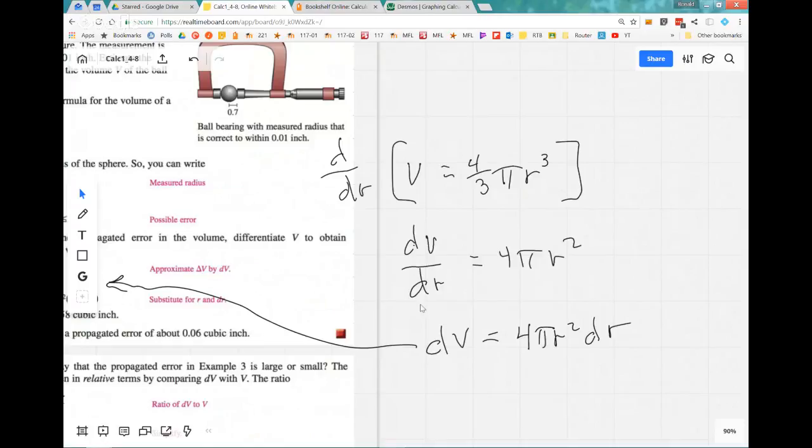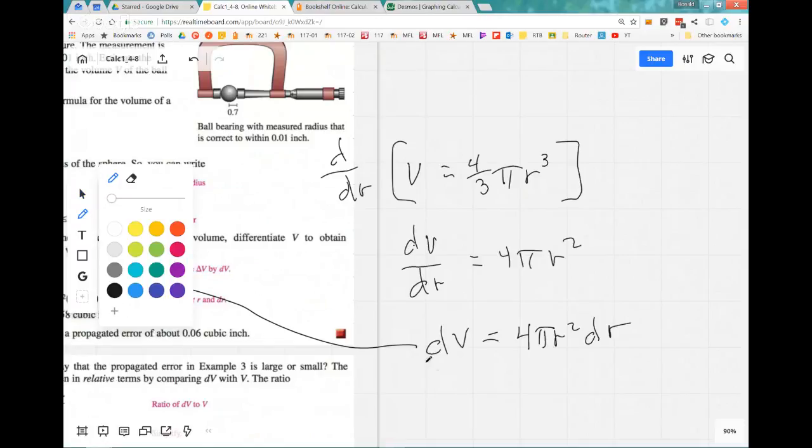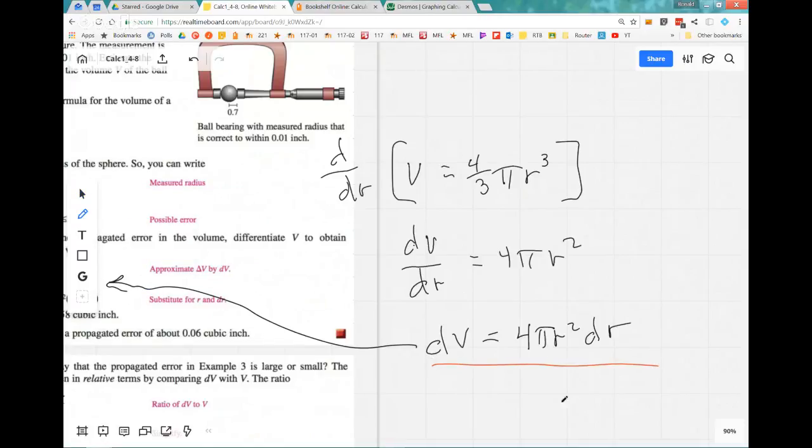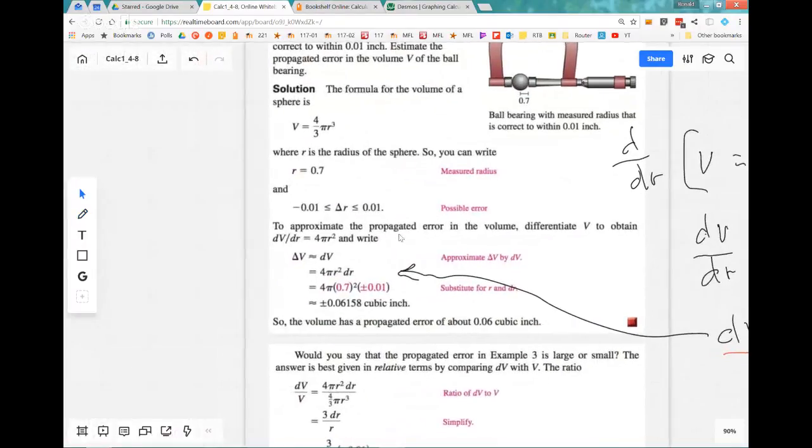Now, if you take this differential step, dv dr equals 4 pi r squared, multiply both sides by dr, and you get this expression. Down here on the bottom, 4 pi r squared dr is what dv is. And now, if we come back, that's what they were doing right here. To approximate the propagated error in volume, differentiate v to obtain. Okay, that's what we just did.